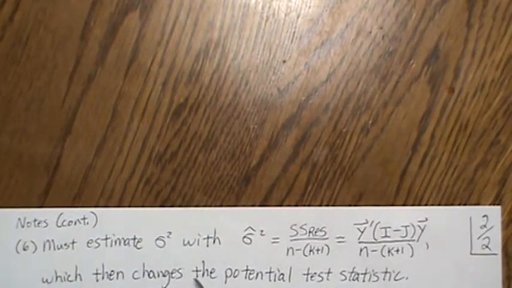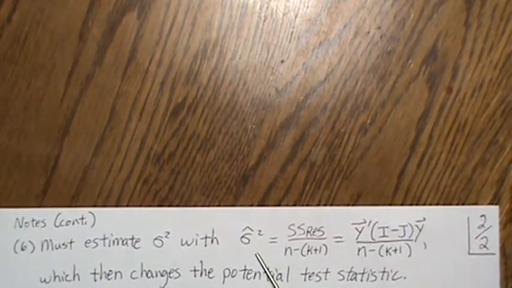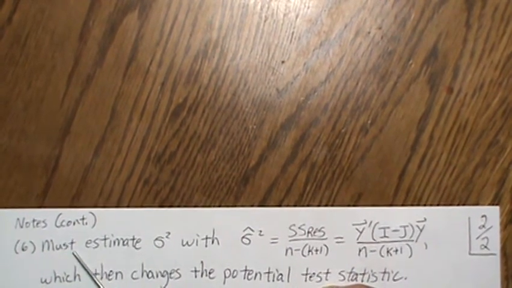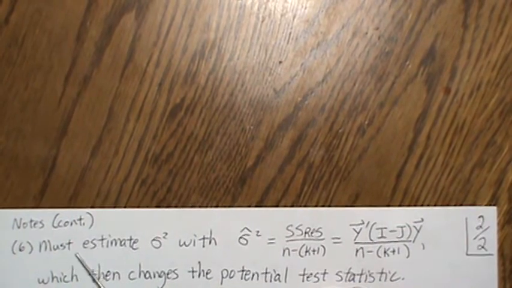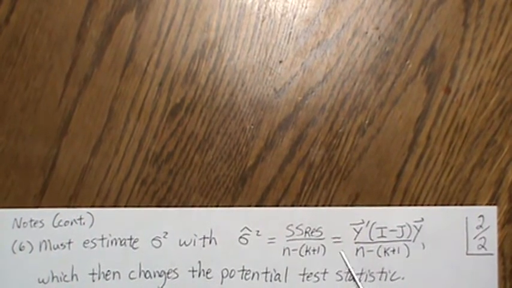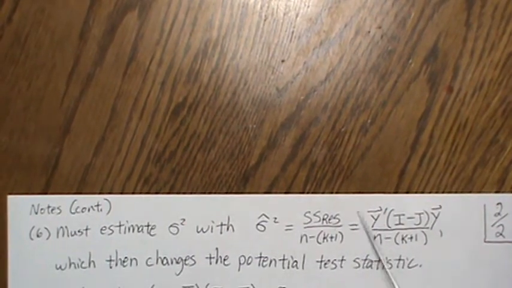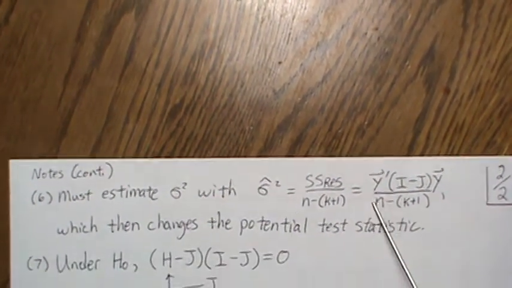So we must estimate sigma squared with sigma squared hat. Now I say must, but it's actually not a must. There are probably other estimates that we can use. But when we use this unbiased estimate, it sure does make things nice. But now we have two random components in our test statistic.